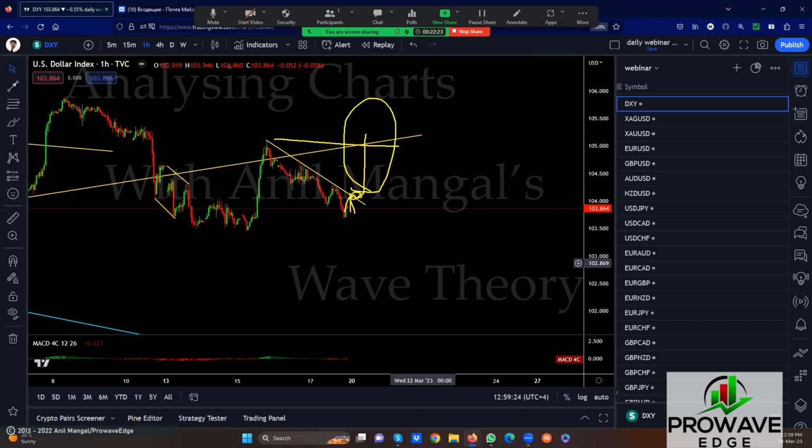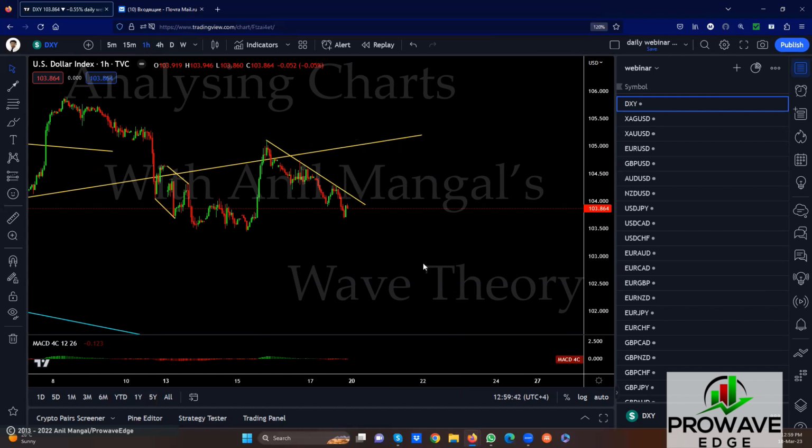Now, what if this drops a little more? Not interested. Let it go. We'll wait for that move up, and then we'll look for the move down. So those are the two moves you're looking for in the dollar index.